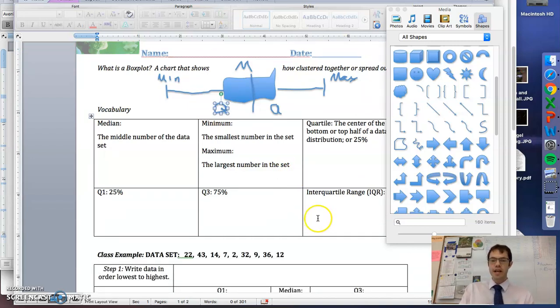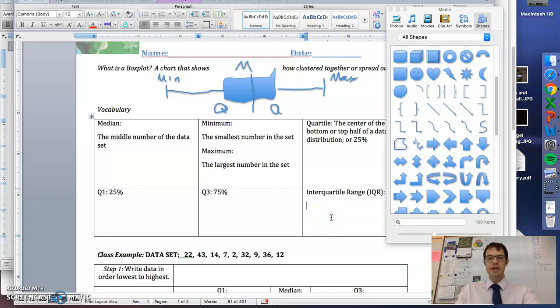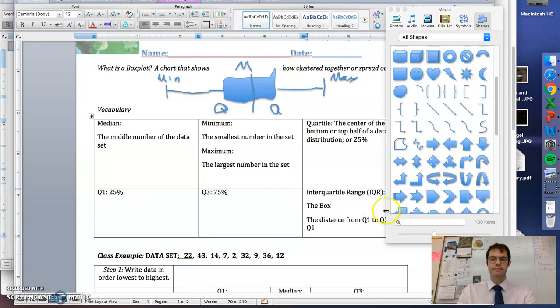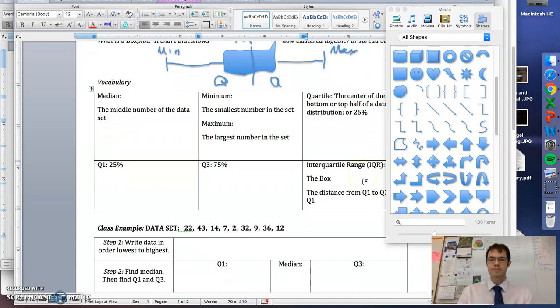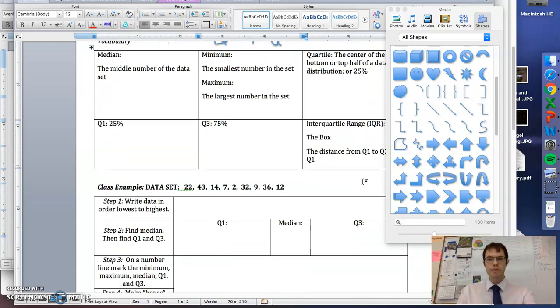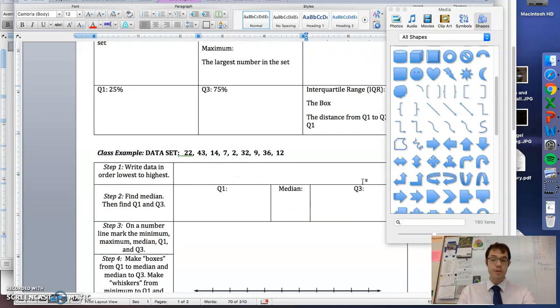Okay, so the interquartile range can be thought of as the box, or the distance from Q1 to Q3. Or mathematically, it's Q3 minus Q1. That will give us our interquartile range. So those are all of the important vocab in a box plot. Now let's do one together.